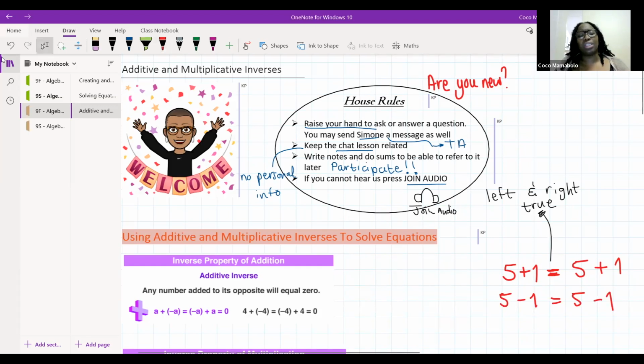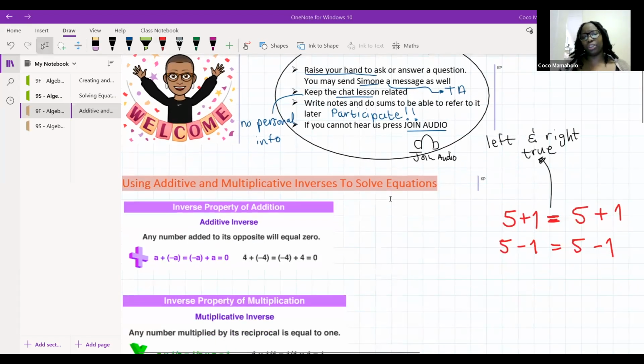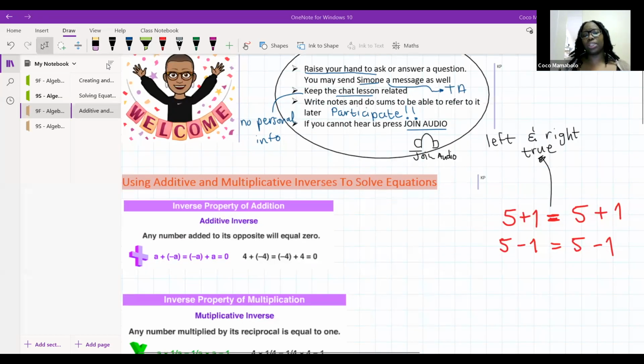Now, let's see where Teacher Coco is going with this, because it's sounding kind of like, ma'am, what are you trying to say here? Ooh, Teacher Simone, I think Sinovuyo can't hear me. Her hand is up, but she doesn't have an ask to unmute button.